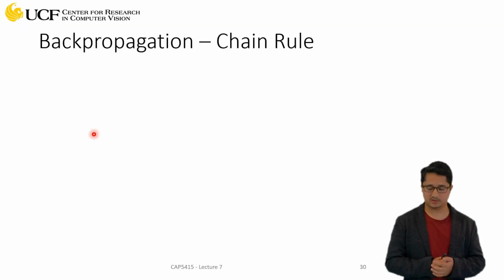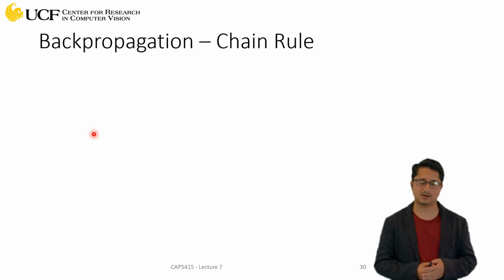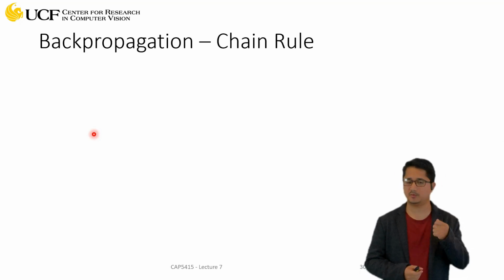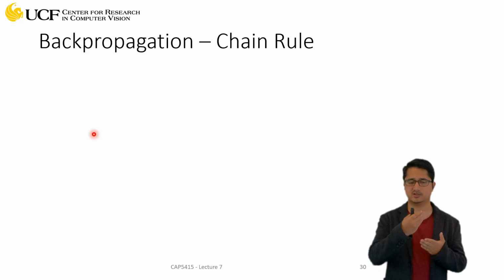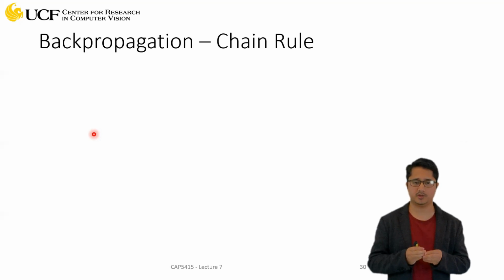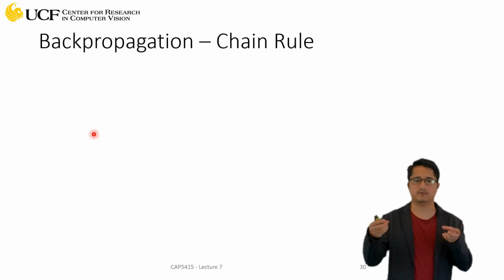Now, the question is the descent algorithm I showed you, that was a very simple function. It was dependent upon maybe just one variable. So it's easy. You can just compute the derivative of that function with respect to that variable. But neural networks are a little more complicated, right? It's not just one variable and one function. It is actually a chain of functions.